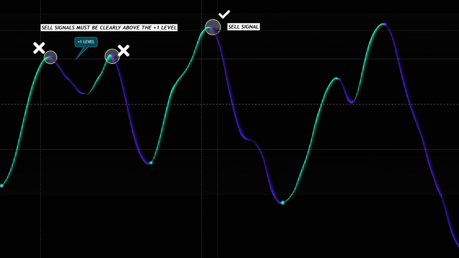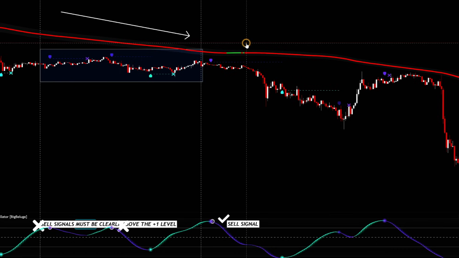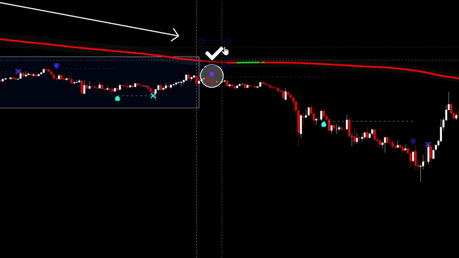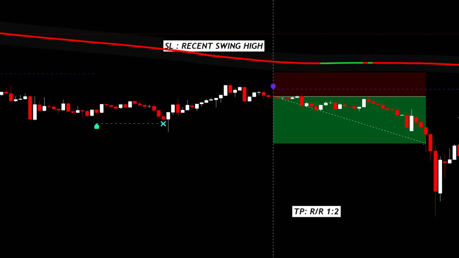Here's an example. This candle is your trigger to sell. Trend rule, check. The ribbon is red and price is below it. Strength rule, check. The oscillator dot is above +1. Everything aligns. Set the stop loss just above the recent swing high or the red ribbon, which is safer. Target a 1 to 2 risk to reward ratio. Simple. Following these steps, you avoid the traps that destroy traders in sideways markets.